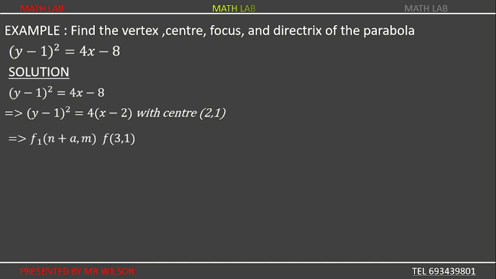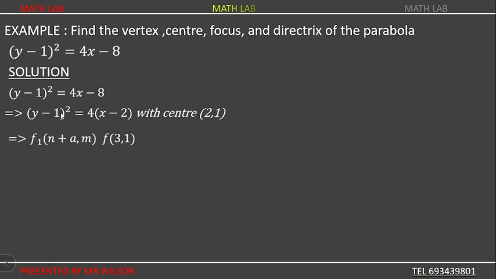So let us now find our focus. The focus is given by, because we discovered that this one is lying on the x-axis, okay, take note, it's lying on the x-axis, so our focus is given by n plus a, and m. M is 1, n is 2. We just take a. What is a now? 1. From the general form, we have what?